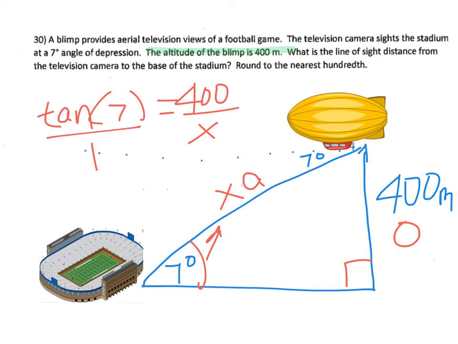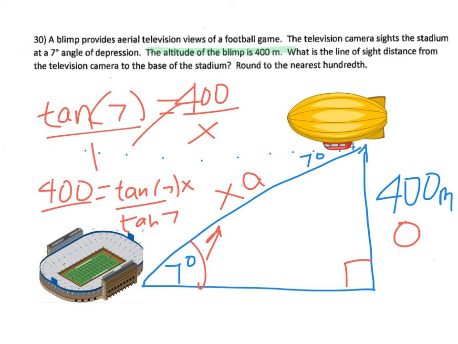And put this over 1, and then we can cross multiply. 1 times 400 is 400. And then we have the tan of 7 times x, and x is not by itself yet, so we need to divide by the tan of 7. And we've got to divide this side by the tan of 7 too.